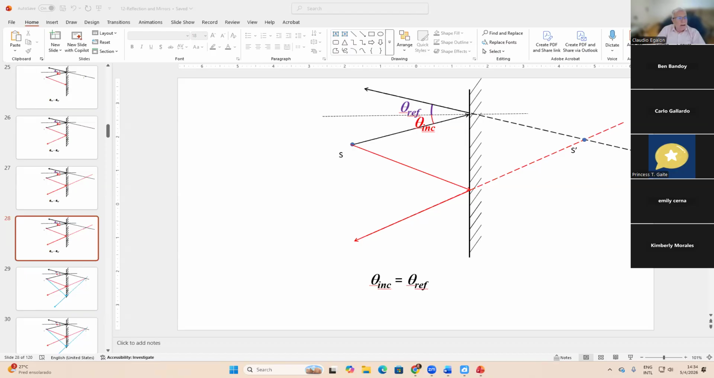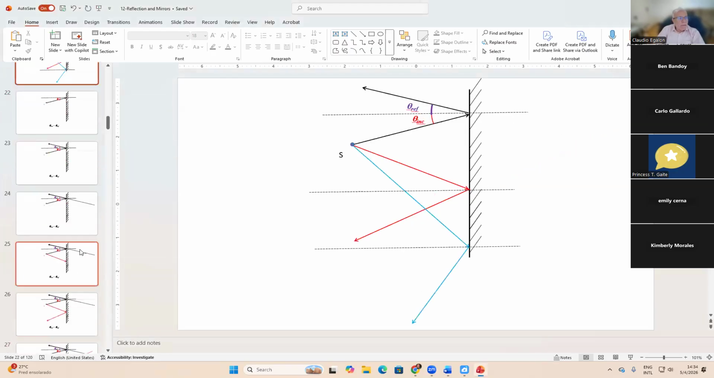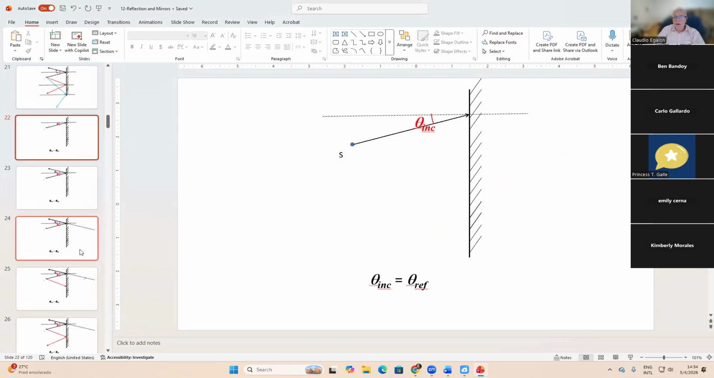Let's do that again. Here you go. First incident light ray, angle of incidence. First reflected light ray, that's the angle of reflection. We extend backwards, right? The reflected light ray.